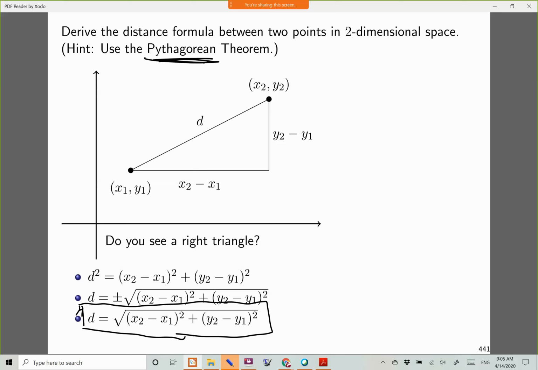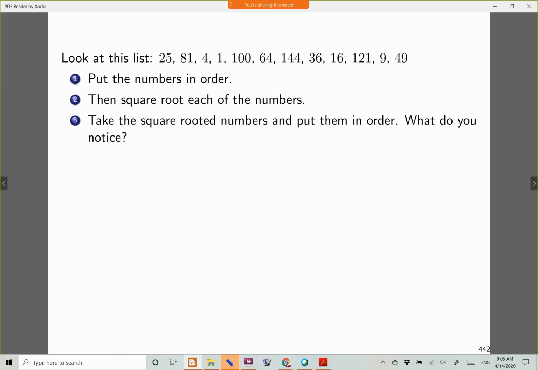You will need to know this formula, and we are going to apply it in the optimization problem we look at in just a moment. We have one other idea we need for the optimization problem, which is I want to start with this list of numbers. We're going to put the numbers in order. Then we're going to take the square root of each of the numbers. And then we have a new list of numbers. We'll take that new list of square rooted numbers and then put those numbers in order. So, okay, how does this look?